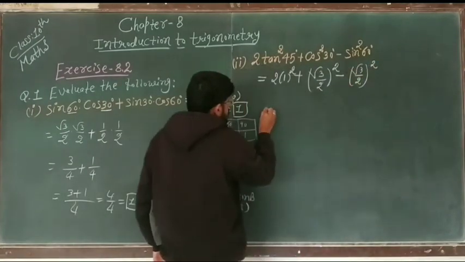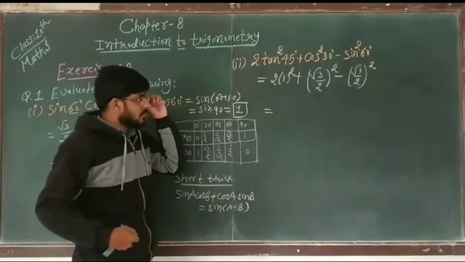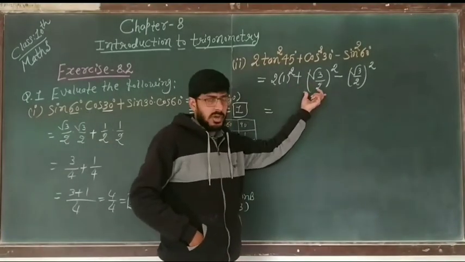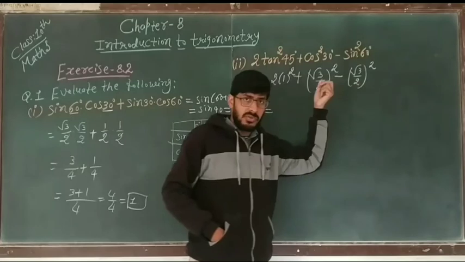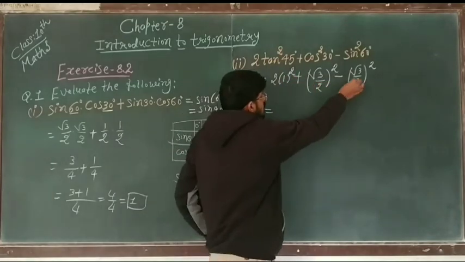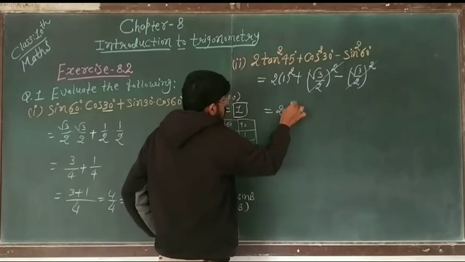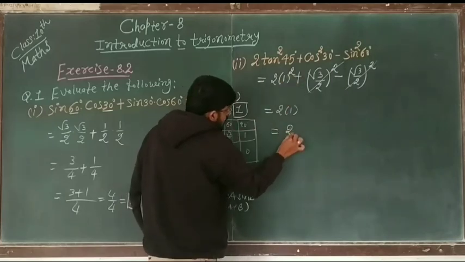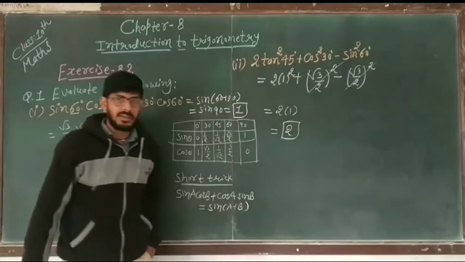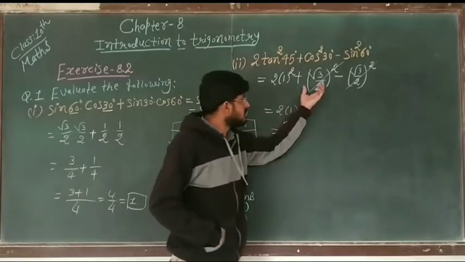Now simplify. So now see, here root 3 by 2 square positive and root 3 by 2 square negative. So we get 0 because it will be cancelled out. So we get 2 bracket 1 because 1 square is 1. So 2 ones are 2. Is it clear? So no need to simplify because same value.